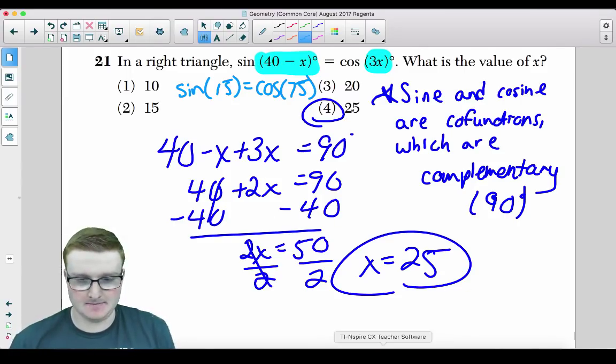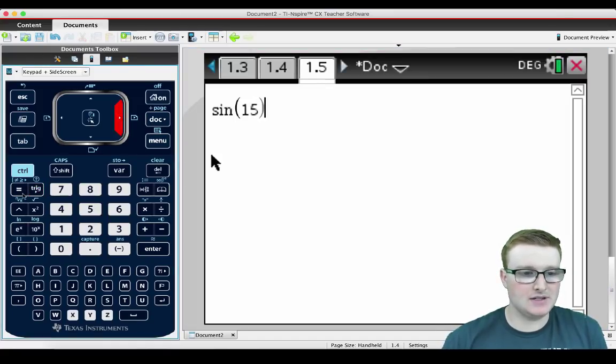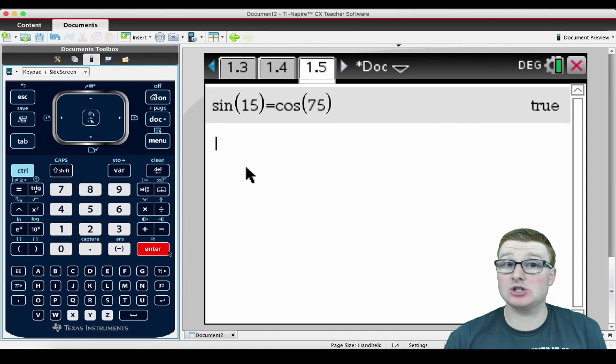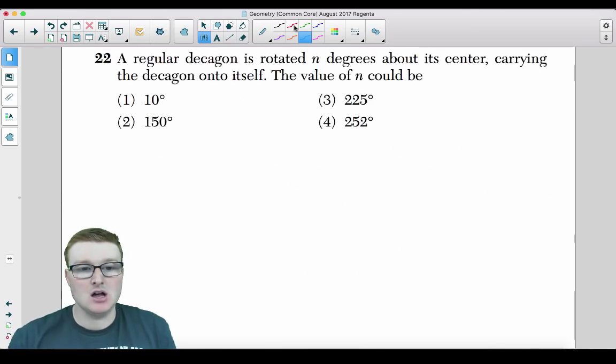If we go to our calculator and we type in the sine of 15, does the sine of 15 equal the cosine of 75? They tell you it's true because, again, sine and cosine are cofunctions which are complementary. Your answer is choice 4. All right, moving on to 22.